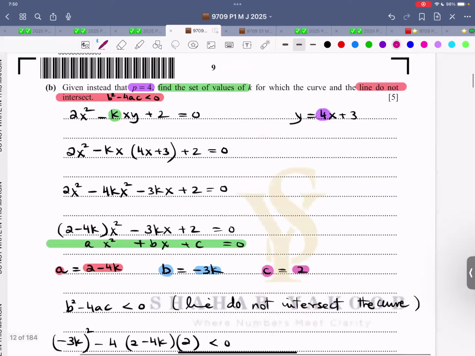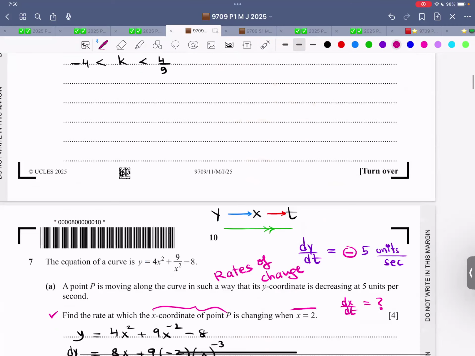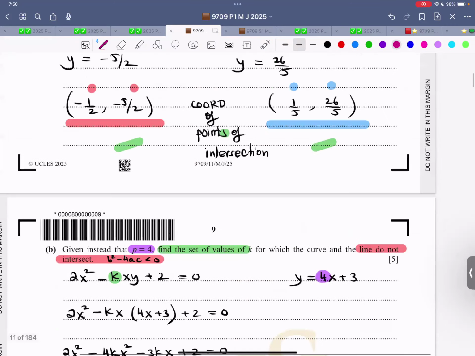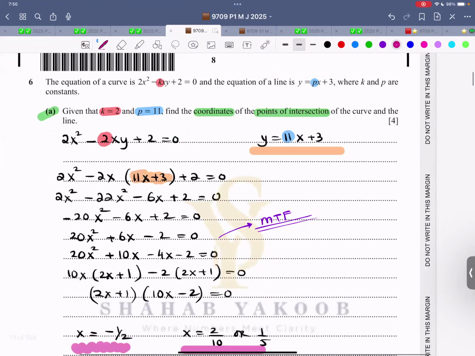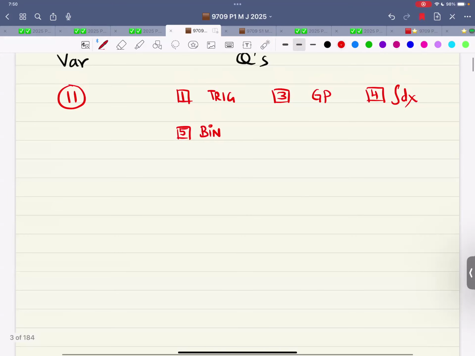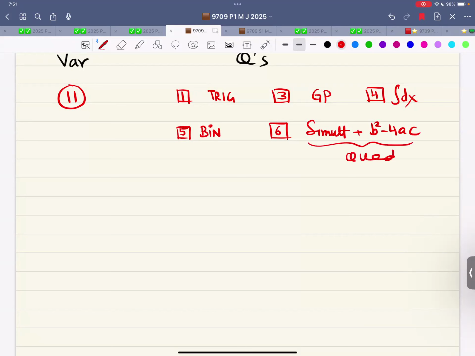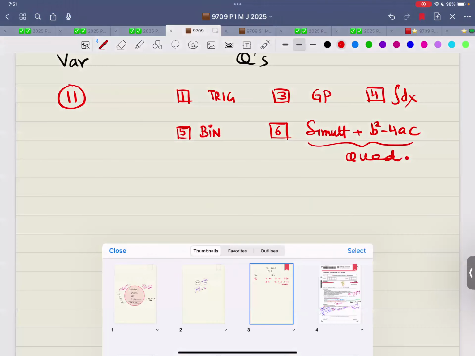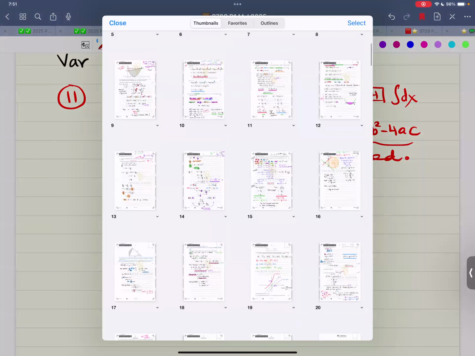Now, let me go over this one. This is simultaneous and quadratics. So technically, it's quadratics. So now question number 6, that is simultaneous and discriminant. Technically, they both fall under the category of quadratics. So let's have a look at this particular one.